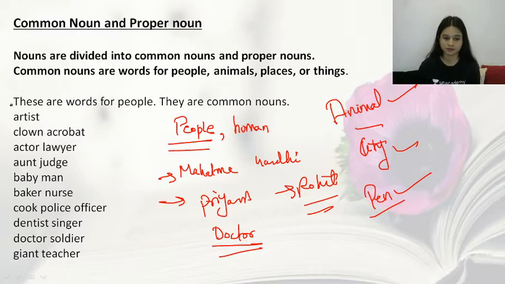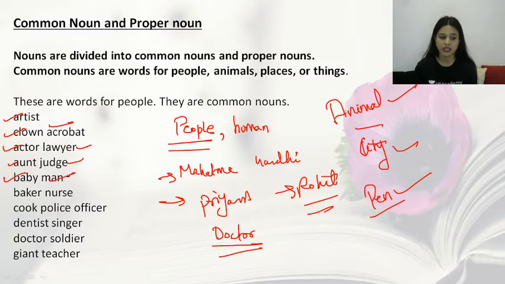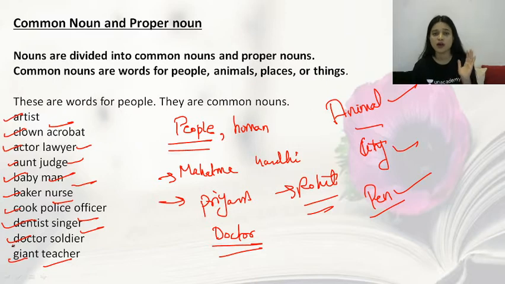So, artist, clown, acrobat, actor, lawyer, aunt, judge, baby, men, baker, nurse, cook, police officer, dentist, singer, doctor, soldier, giant, or teacher. Some simple examples to tell you these words are common nouns. They're not specific. Now why is it important to know the differences between nouns? I'll come to that later.